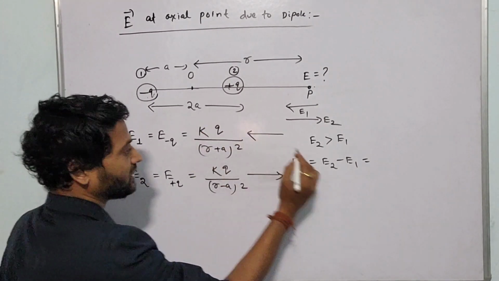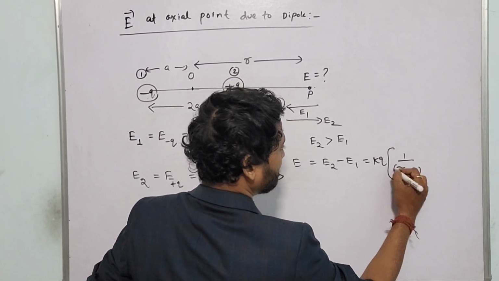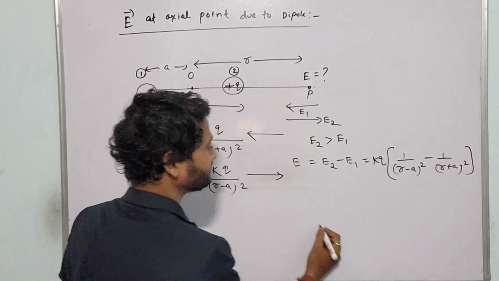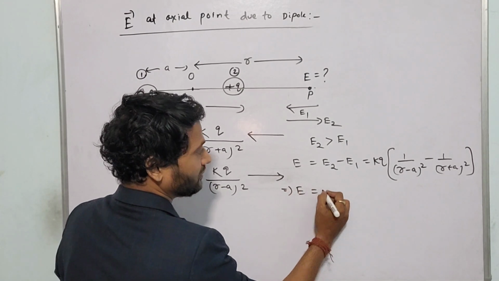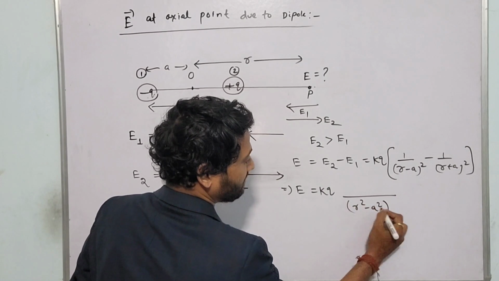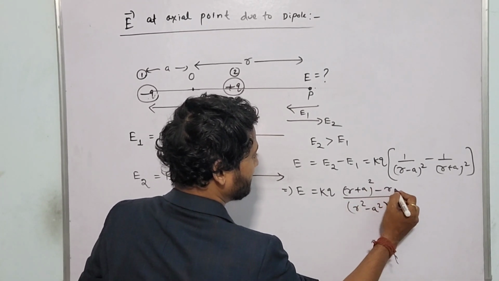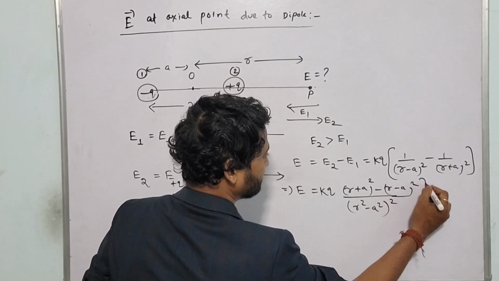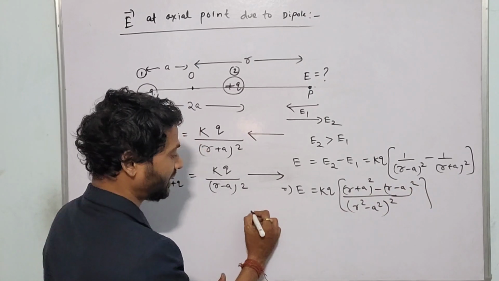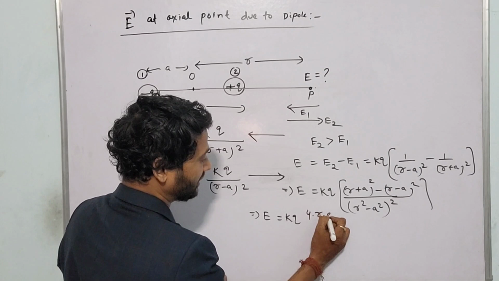So if I take kq as common, it will be 1 by (r minus a) whole square minus 1 by (r plus a) whole square. So that means if I take LCM as (r square minus a square) whole square, it will be (r plus a) whole square minus (r minus a) whole square. Clear? So (a plus b) whole square minus (a minus b) whole square is 4ab. Similarly, we can write down here kq into 4ra.